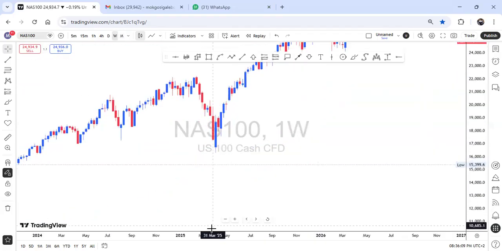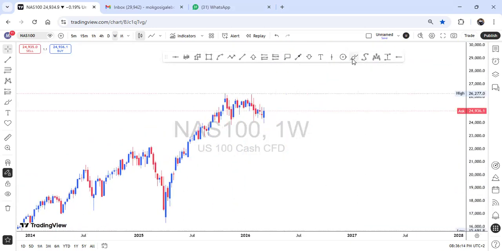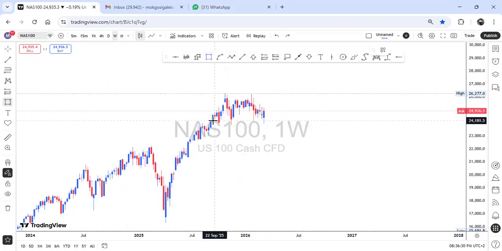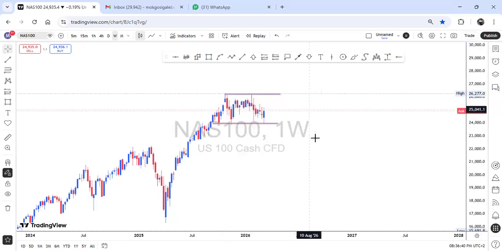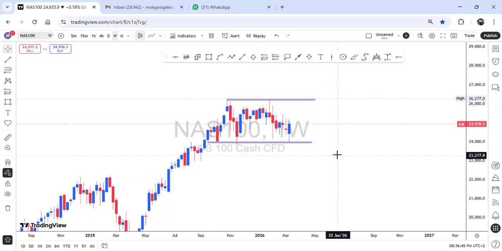So we are in a weekly time frame, as we can see here. While we are in the weekly time frame, our main concept is that the overall structure of NAS 100 is a buying market. The market is buying. So what we're going to do is take a rectangle and put it here, which is our major support and then our major resistance here. At the end of the day, we have a support and we have a resistance.